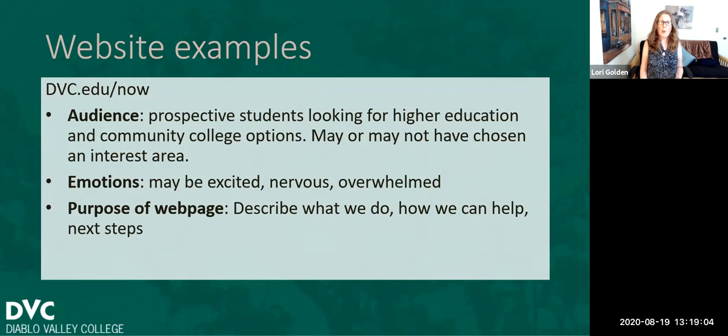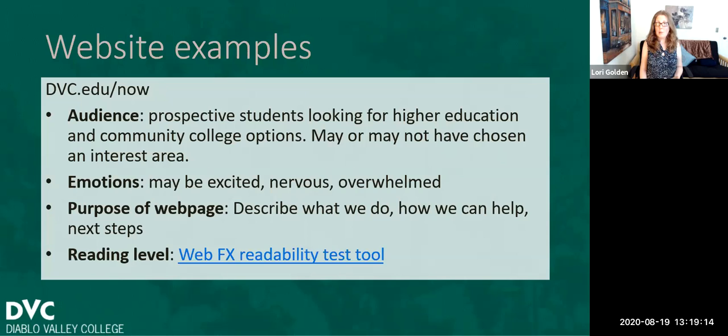And then we want to think about the purpose of the web page when we're creating content or writing online. We want to describe clearly what we can do, and again, all of those next steps for the student. And then the last thing that we think about from our perspective in marketing, and what we would like you to start thinking about, is the reading level. We have a readability test tool that we use in marketing to see where we're at once we do create content. How difficult is it for people to read? And I'm going to show you that at the end of the presentation when I can toggle back and share that particular screen with you.